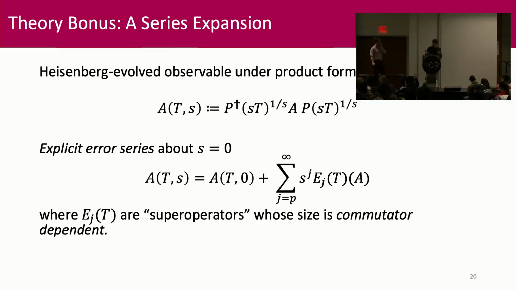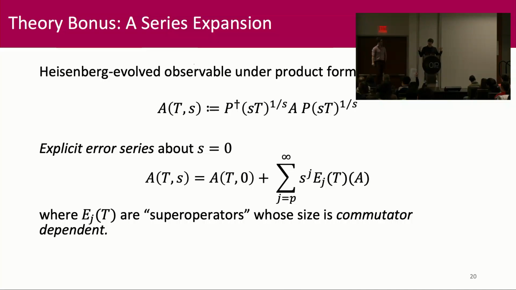So with my remaining time, let me explain some of the theory that goes behind obtaining these results. Recall that we can write, for the observable A, a sort of Heisenberg picture evolution in terms of the product formula for a given step size S. What we're able to do in our work is show an explicit error series about the ideal value of S equals 0. These E sub j are super operators.